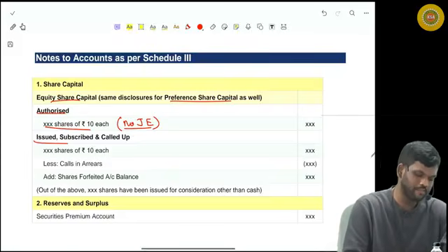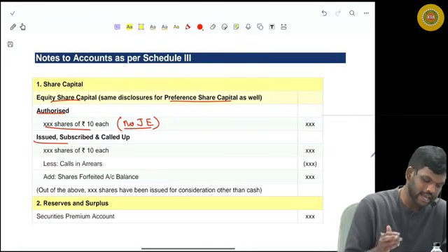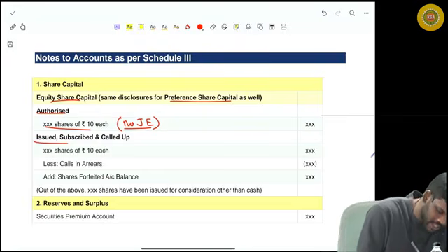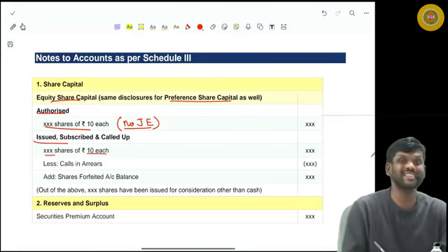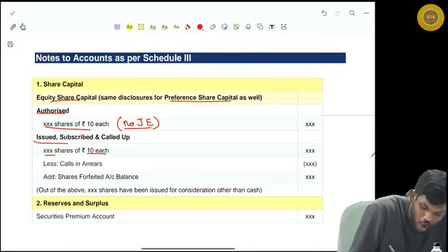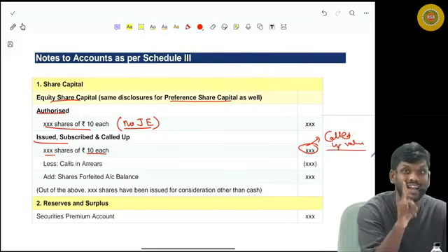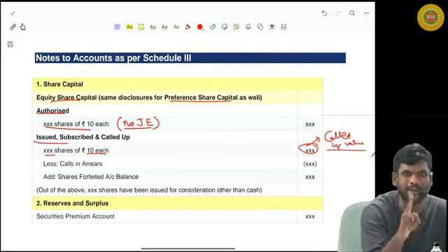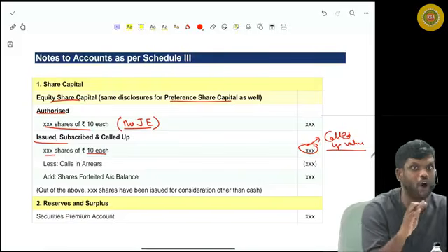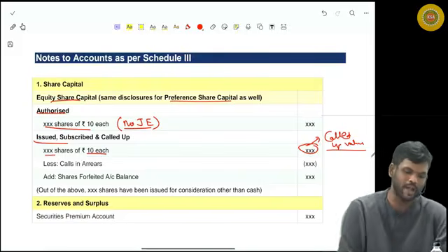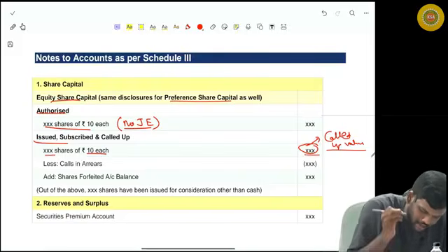Then with respect to issued capital, we have to say how many shares we have issued and what is the called up value. Remember, always what will come here is not the paid up value, but the called up value. Guys, I would have told you in the class itself, the equity share capital ledger account balance will show called up value and not paid up value. So first write the called up value here.